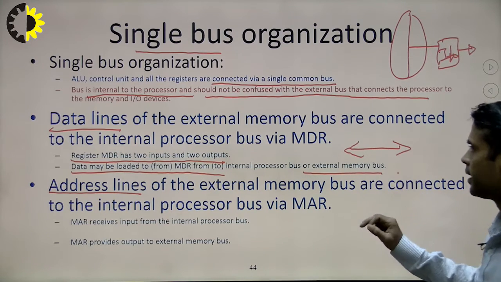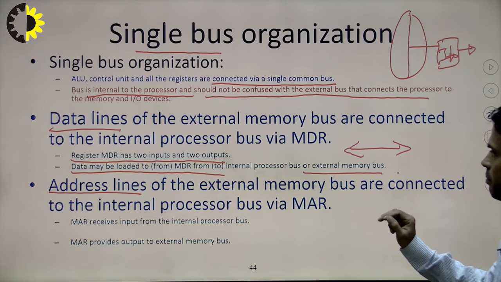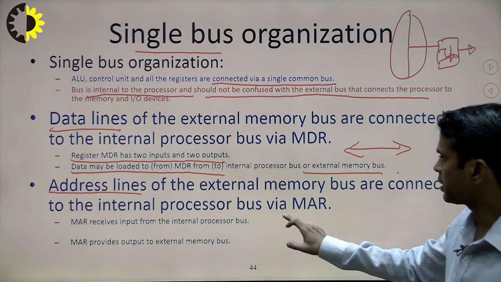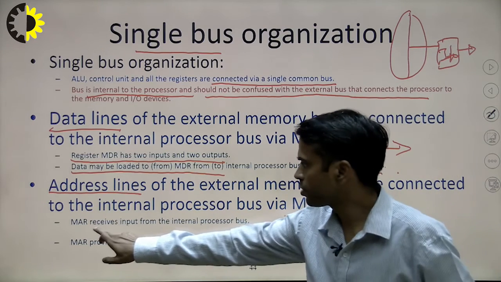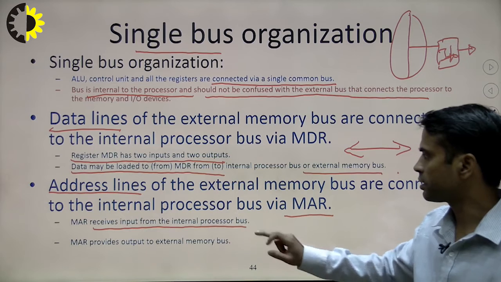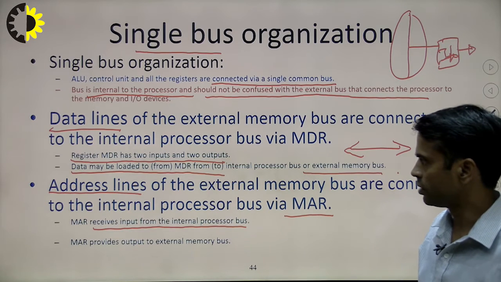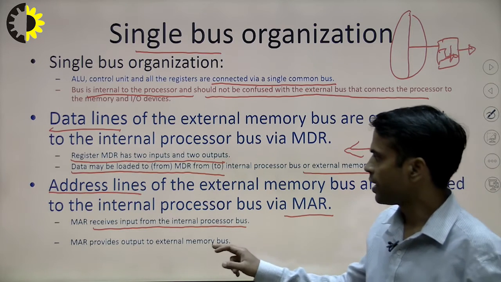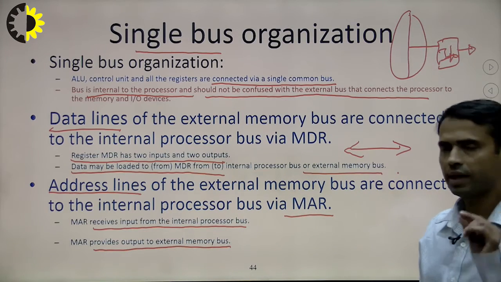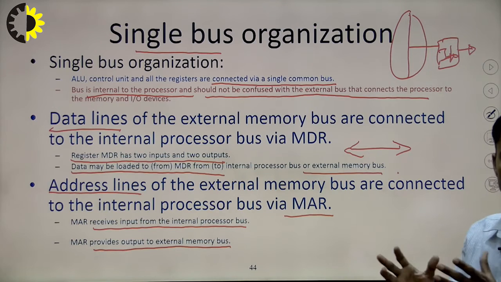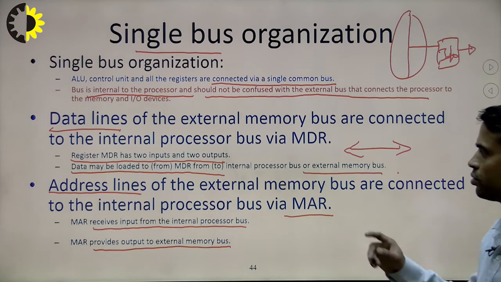Now, the address line basically uses the memory address register, MAR, which receives input from the processor through the bus, and it provides output to the external memory bus, so that a particular location can be easily accessed through this MAR.